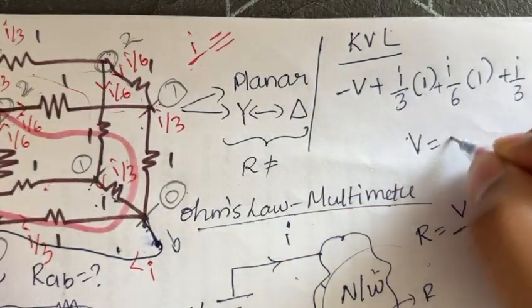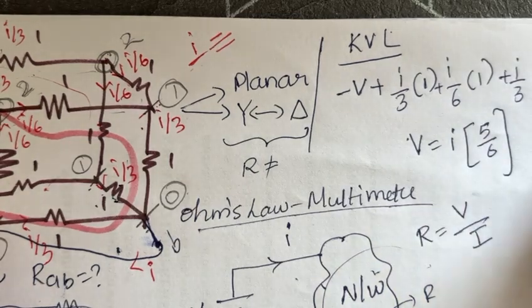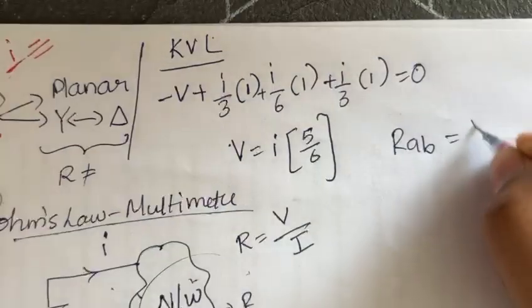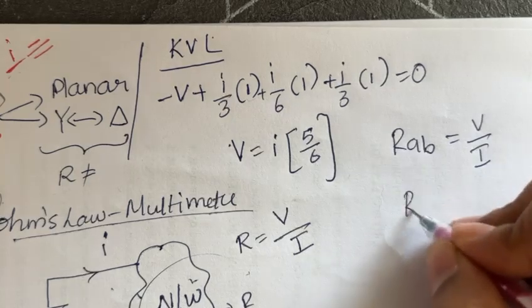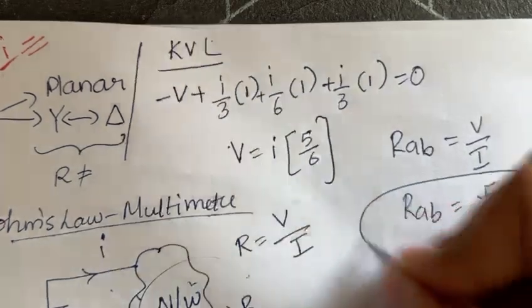So by solving this, you'll get V equals I into 5 by 6. We know that RAB is V by I. So we'll get RAB as 5 by 6 ohms. This is the answer.